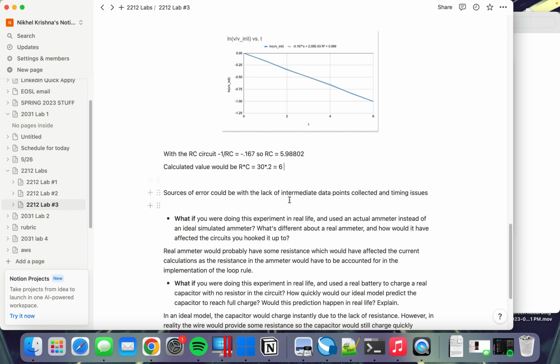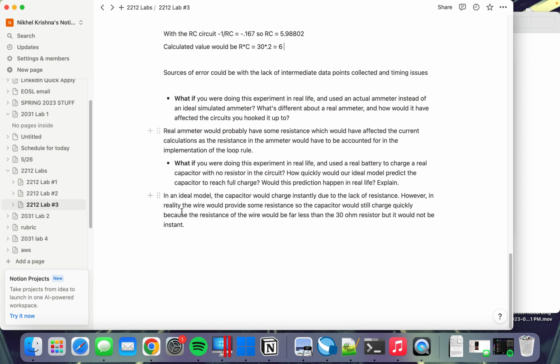Sources of error could be the lack of intermediate data points we used in our calculation, because we took larger time steps, and different timing issues with the stopwatch in the simulation. If we're doing this experiment in real life, the real ammeter would have some resistance which would have affected the calculations of the current, because the resistance of the ammeter would have to be accounted for in the loop rule calculation. In the previous loop rule calculation, we knew the resistance of the ammeter was zero because the potential difference of the voltage was zero.